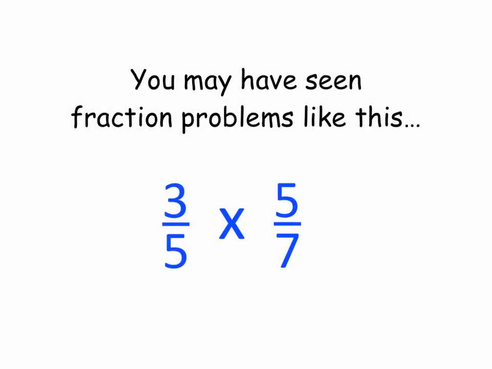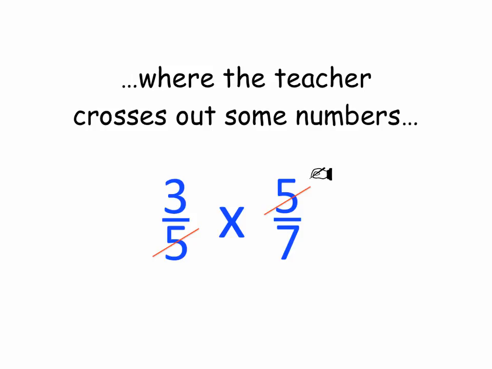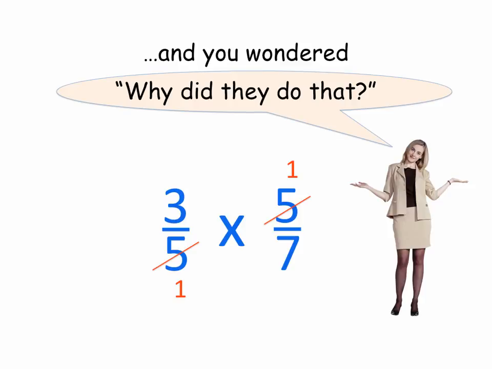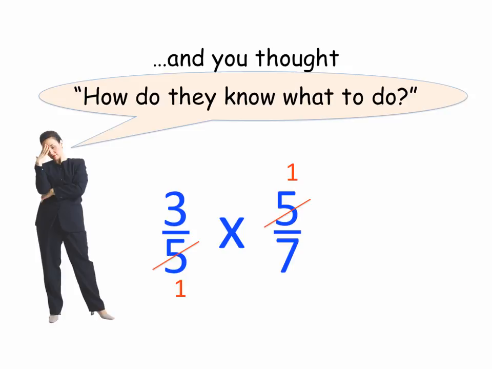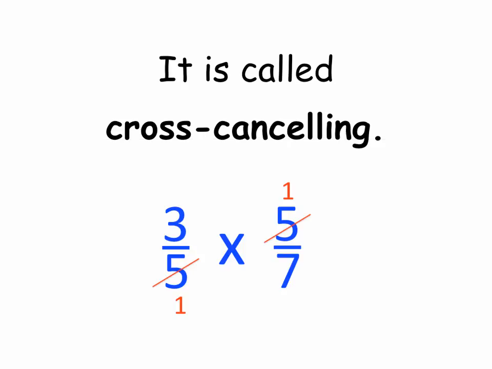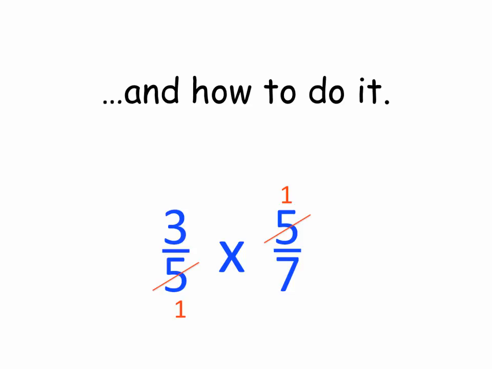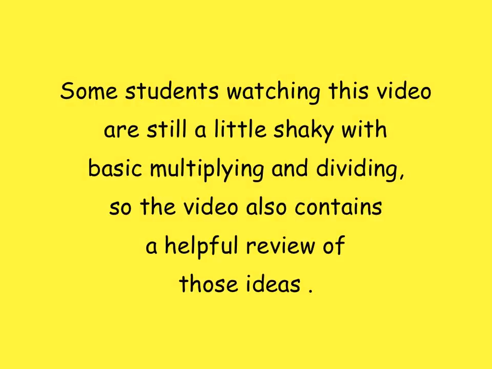By Jeff Simpson. You may have seen fraction problems like this one, 3/5 times 5/7, where the teacher crosses out some numbers and then writes in some other numbers, and you wondered, why did they do that? And you thought, how do they know what to do? It is called cross-canceling, and this video will show you what it means and how to do it.